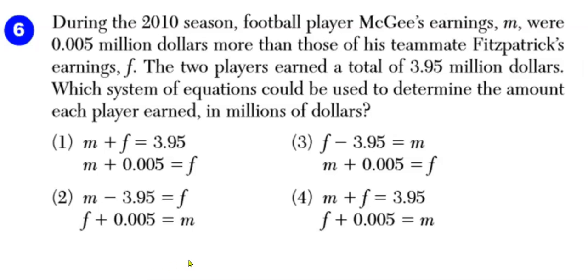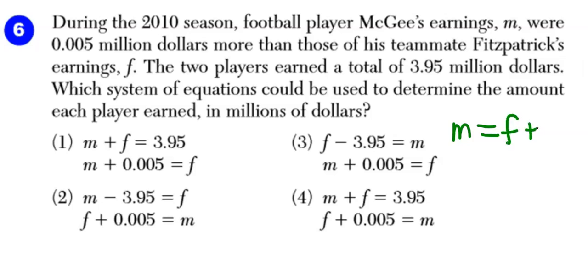Number 6 asks you which system of equations can be used to represent this formula about a football player's earnings. It states that McGee's earnings were 0.05 million more than those of Fitzpatrick's. So McGee earns more than Fitzpatrick, right? They're not equal. McGee earns more.